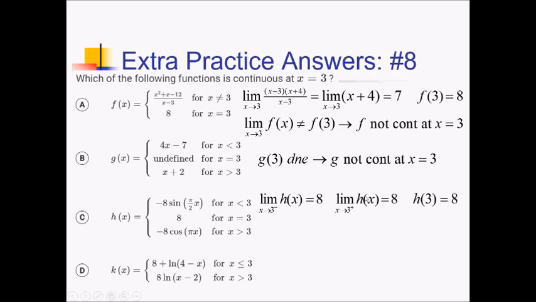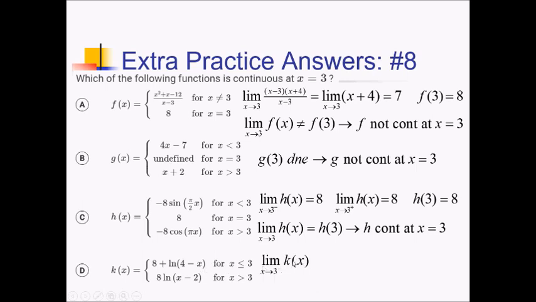So since our limit exists and matches the function value, which is what this statement here is capturing, that means that we are continuous at x equals 3 for the h function. So it looks like choice C is what we're looking for, but let's just take a quick look at choice D to be on the safe side.